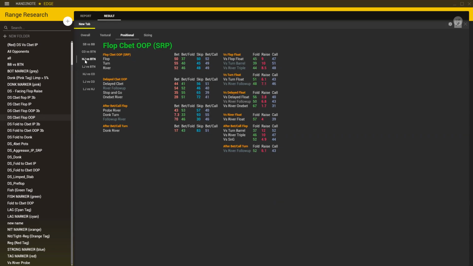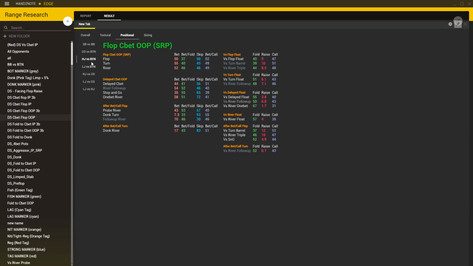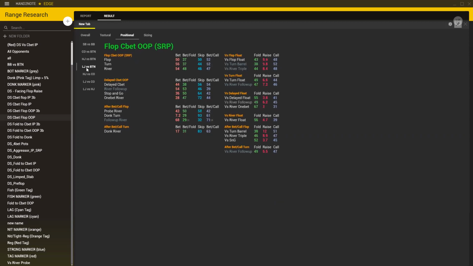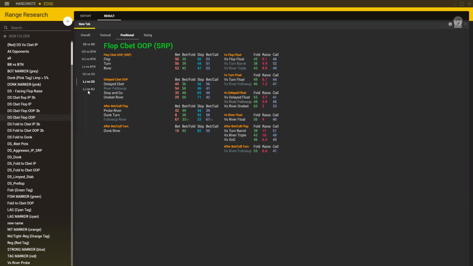When we look at an early position formation like button float bet versus hijack or button float bet versus low jack, we see a dip in fold equity because this is now early position formation. So we can see button versus hijack drops to 45% fold equity. Button versus low jack drops to 43%. Hijack versus cutoff, 45. Low jack versus cutoff, 43. Low jack versus hijack, 43.